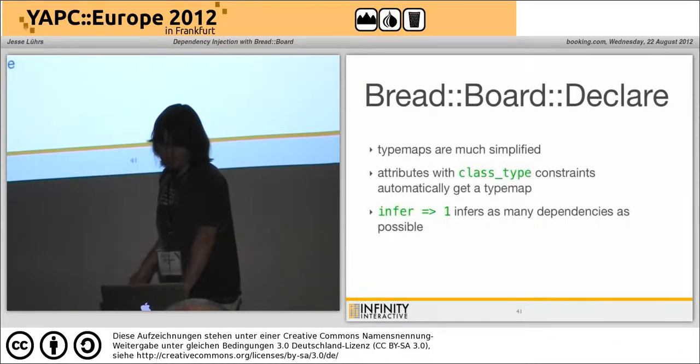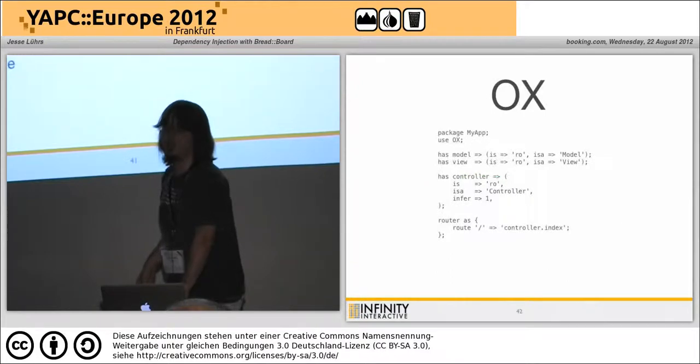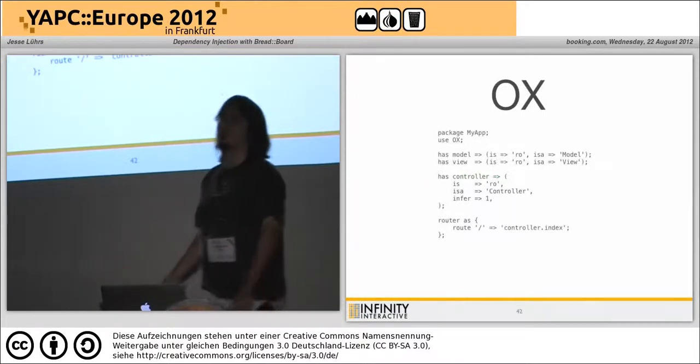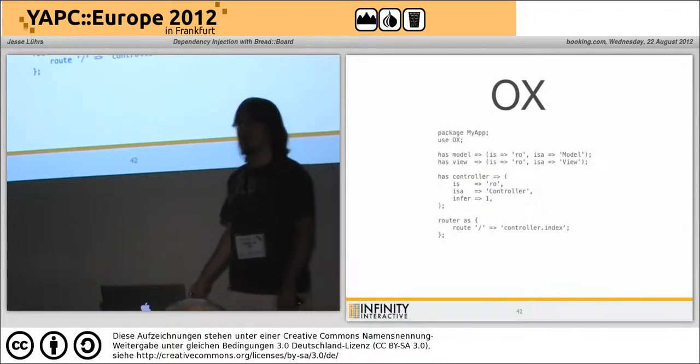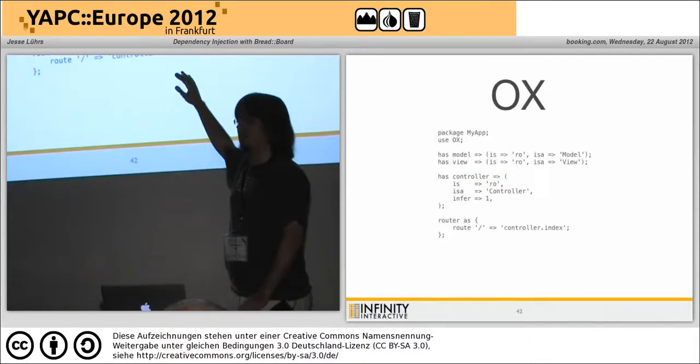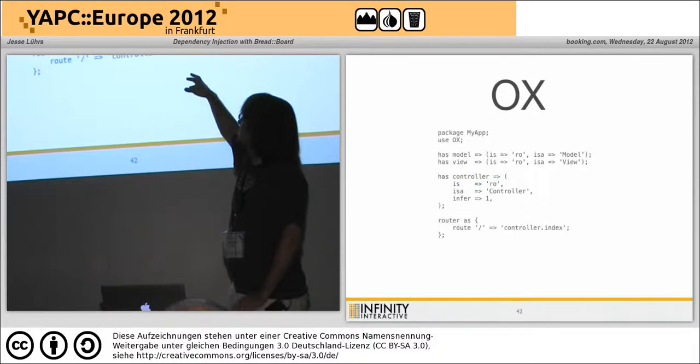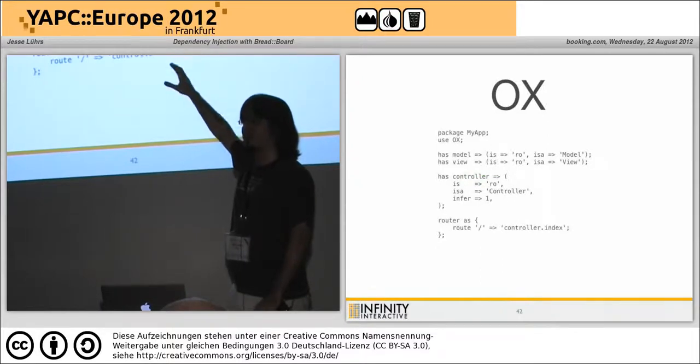One of the projects that I've been working on that uses BreadBoard Declare is Ox. Ox is a web framework that I've been working on for a while, which basically uses BreadBoard Declare as its sugar and configuration layer, basically, with a few extra pieces added on. So here, all the stuff at the top is just a normal BreadBoard Declare class. It specifies all the pieces of your application that are necessary.